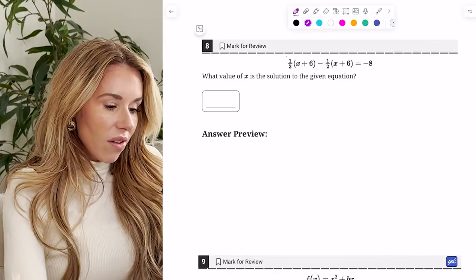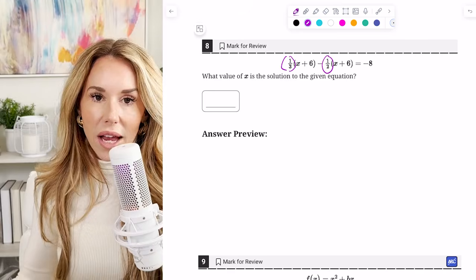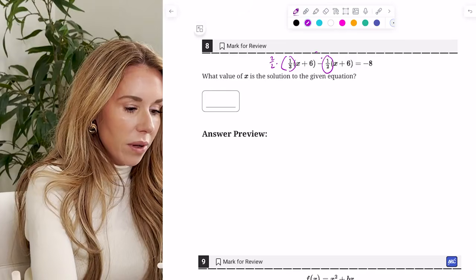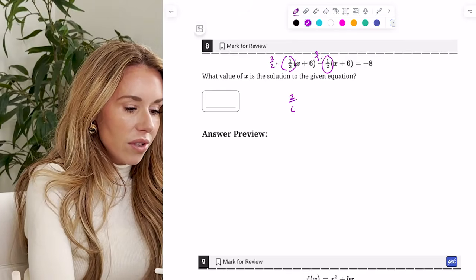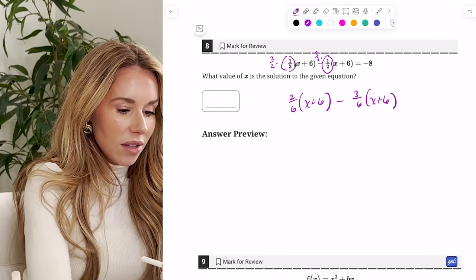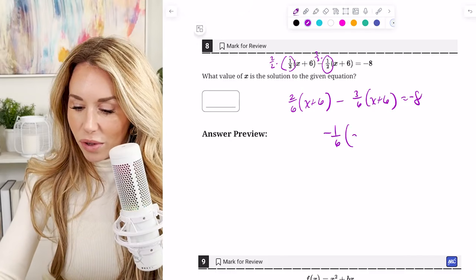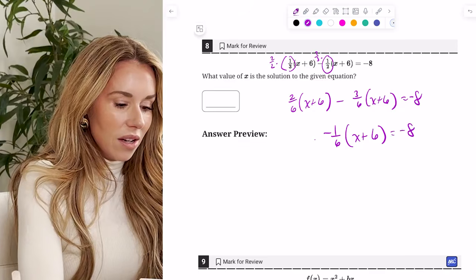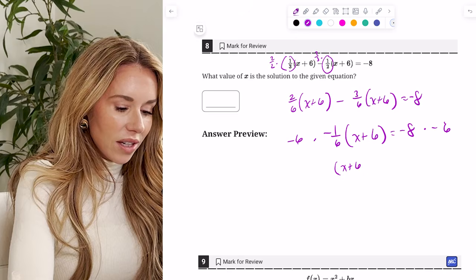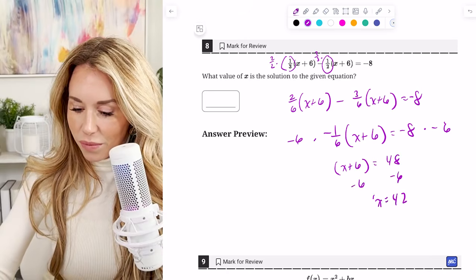Okay, what value of x is the solution to the given equation? So when we go and solve this, I'm just going to basically make these fractions have like denominators. So I'm going to multiply this by 2 over 2, and I'm going to multiply this by 3 over 3. So now I have 2/6 times x plus 6 minus 3/6 times x plus 6 equals negative 8. That way I can combine like terms. So I basically have negative 1/6 times x plus 6 equals negative 8, times negative 6 on both sides. So x plus 6 equals 48. Take away 6, x is going to be 42.